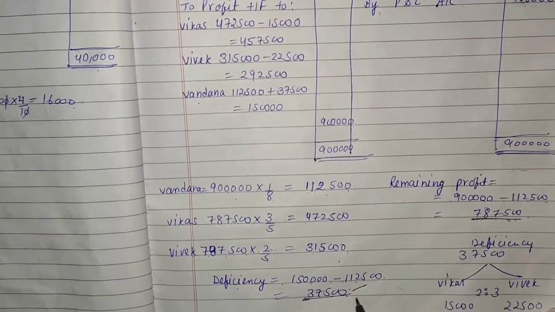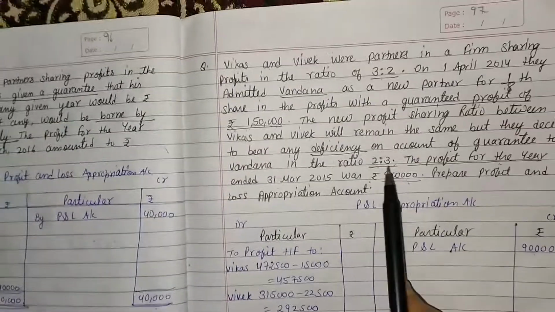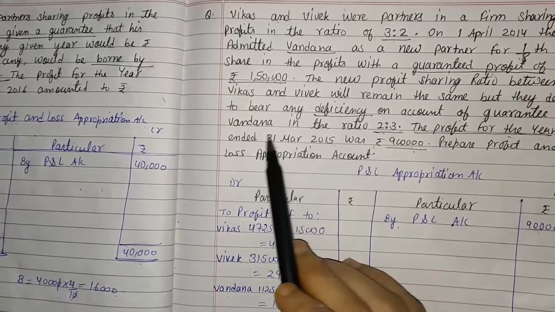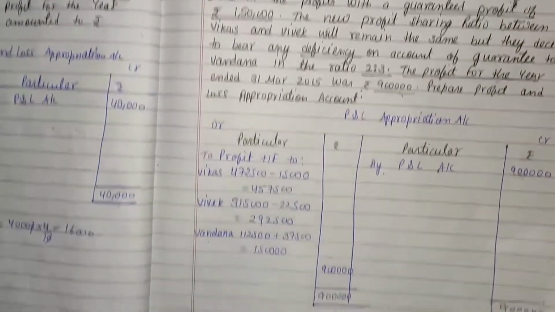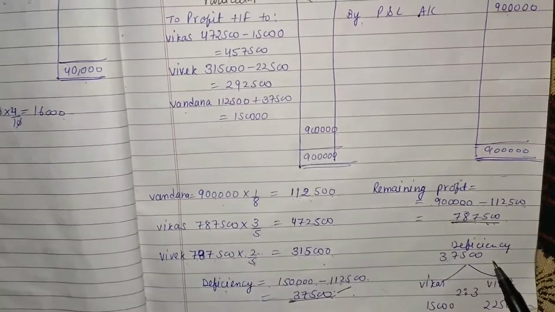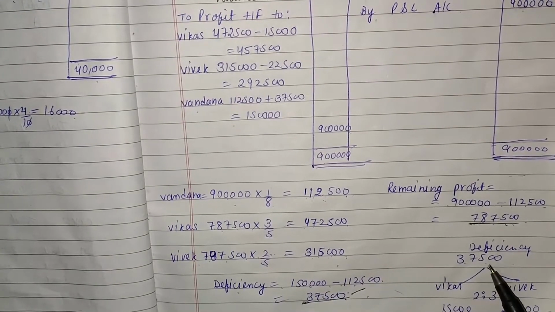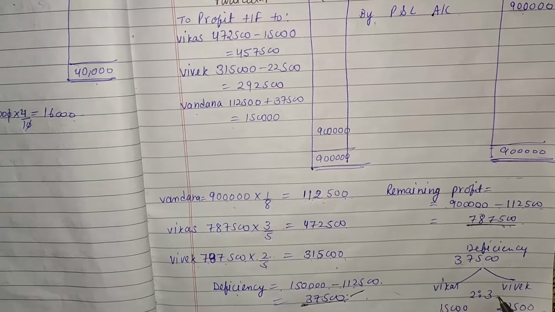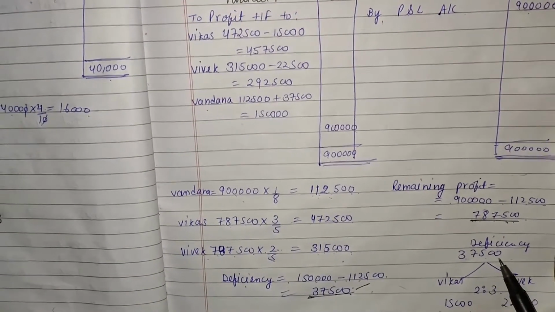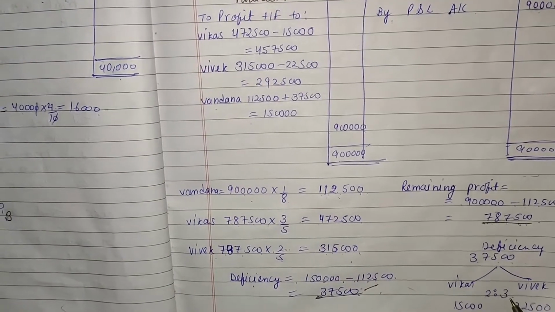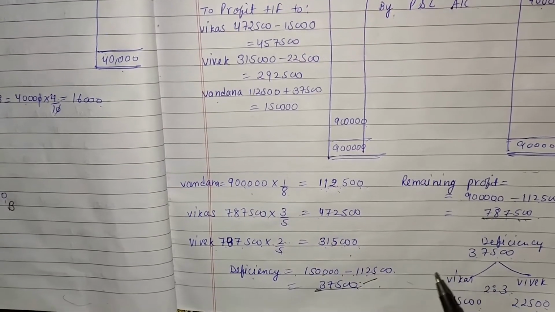That loss is borne by Vikas and Vivek in the ratio 2 to 3, that is given in the question, that the deficiency is borne by Vikas and Vivek in the ratio 2 to 3. So that deficiency 37,500 is distributed in the ratio 2 to 3. 37,500 multiplied by 2, total of this is 5. We are getting 15,000. Just the same, 37,500 multiply 3 divide by 5. We are getting 22,500.